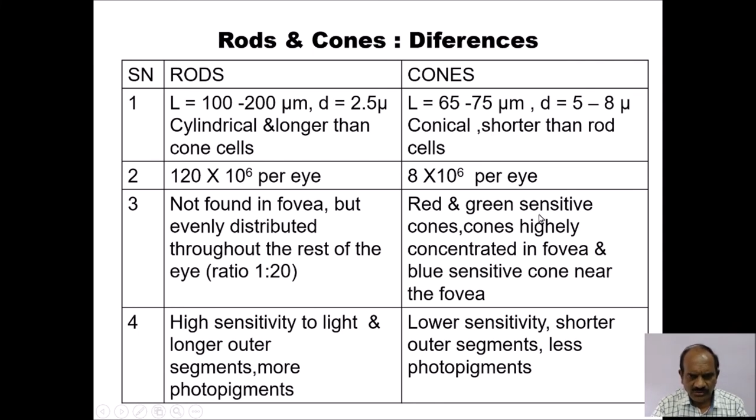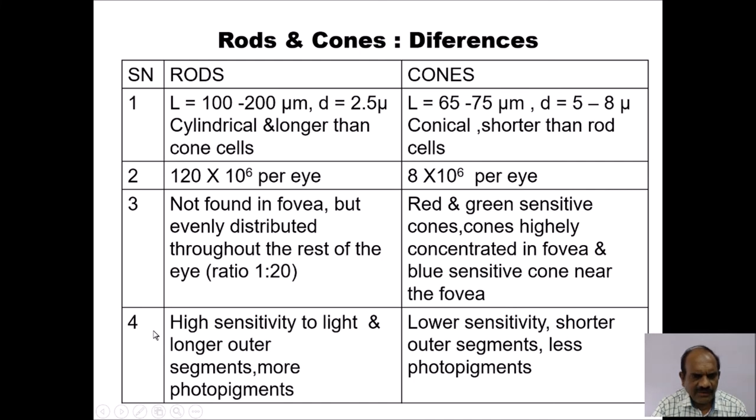The number of rods is more than the cones. It is about 120 million, and that of cones is approximately 8 million per eye. Now one important thing about rods: they are not found in the fovea but are evenly distributed throughout the rest of the eye. Their ratio to the cones is about 1:20. Cones, as I already told you, are mainly meant for color vision. They are red and green sensitive cones. Cones are highly concentrated in the fovea, and the blue sensitive cones are present near the fovea.